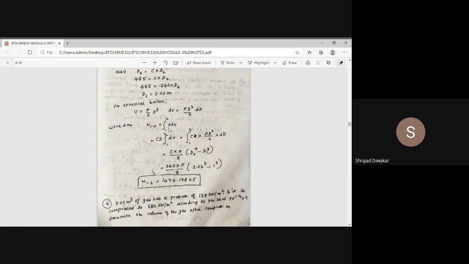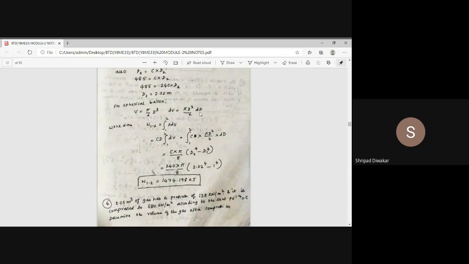W12 equals the integration of PdV. So, in the integration of PdV, P equals what? We know that P equals CD. Just substitute the value of P as CD. C is a constant of proportionality, so take it outside the integral. And what is the dV value? dV value is pi d square divided by 2 into dd.